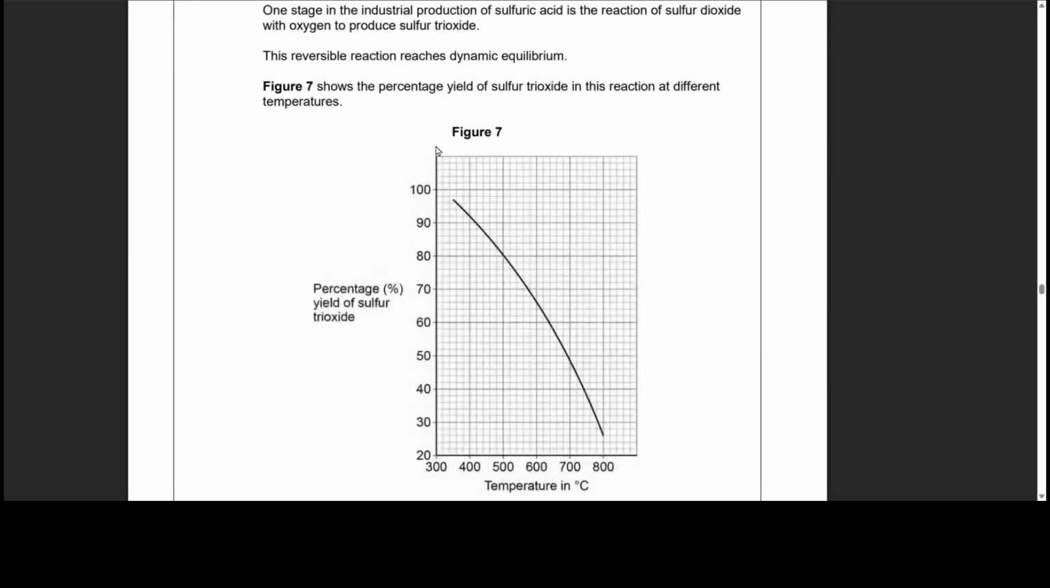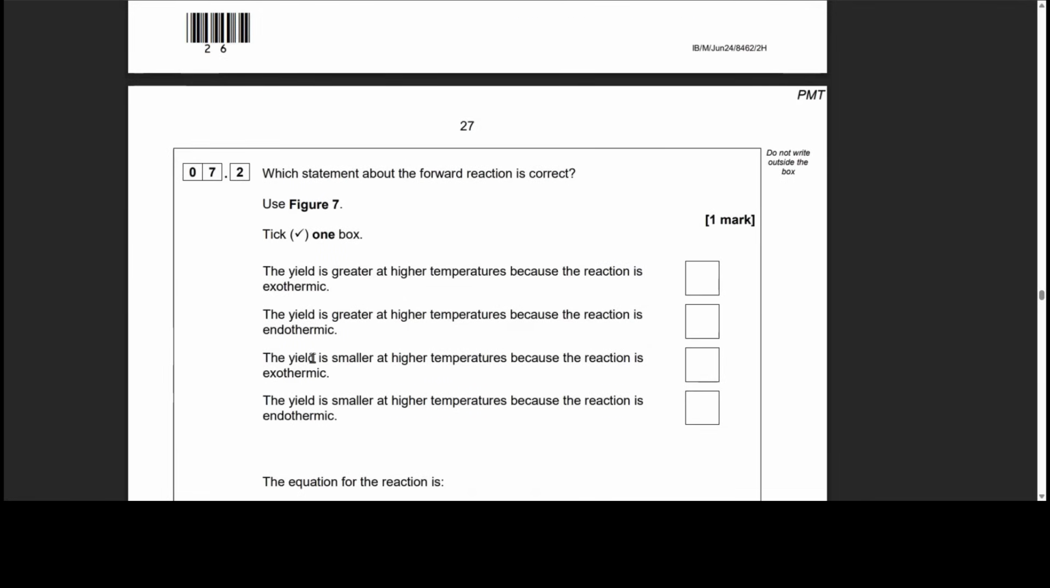If I'm increasing the temperature and the reaction is doing the reverse, it's going to the endothermic side. So that means the yield is smaller at higher temperatures because the reaction is exothermic. That is the answer. And that is why we can get rid of this one.